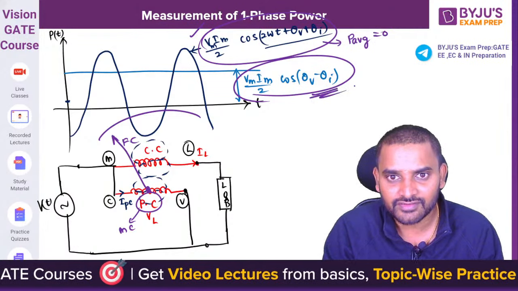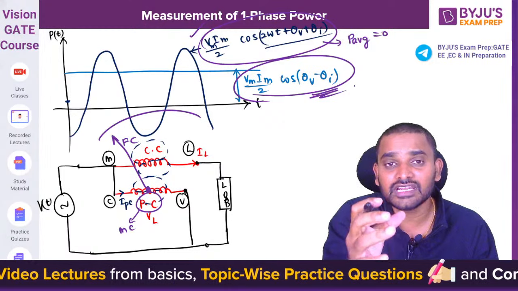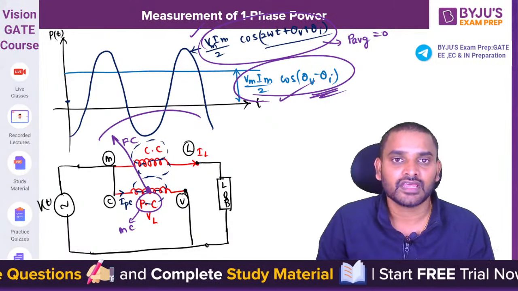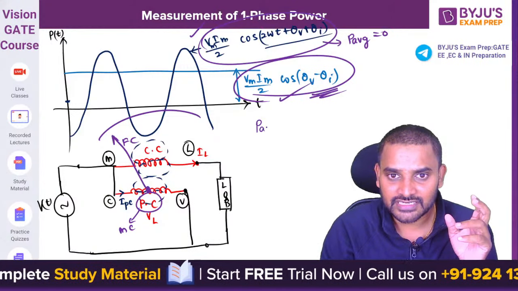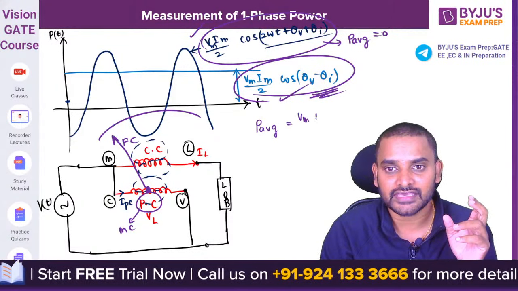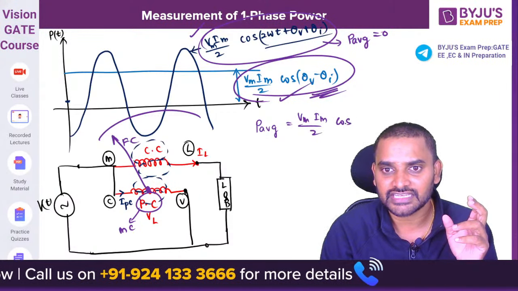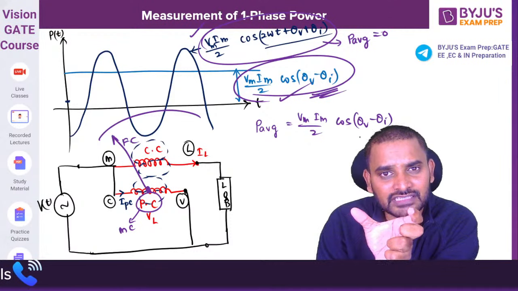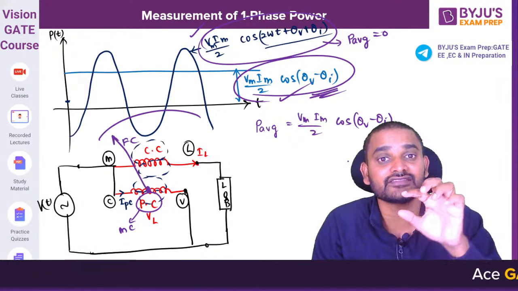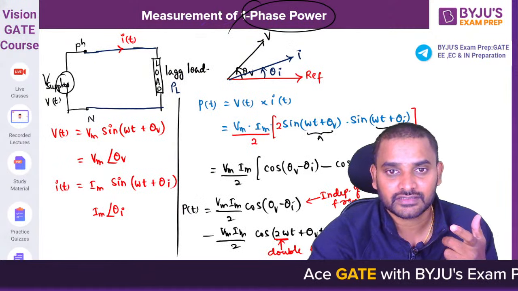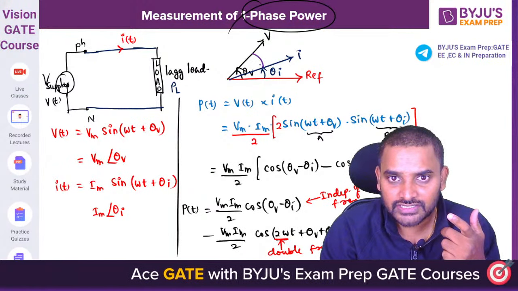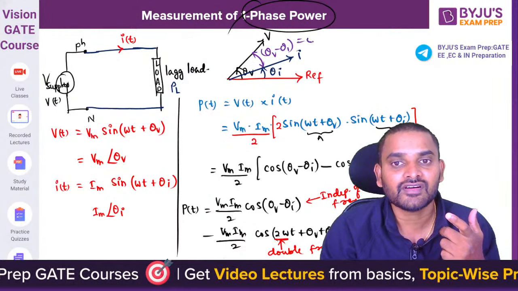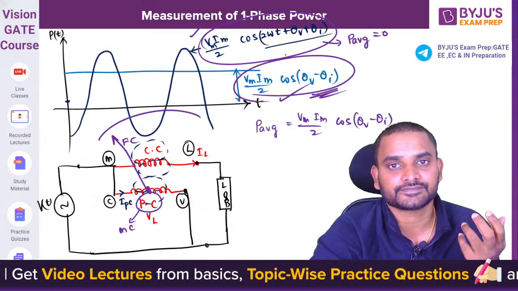Now the only power which we are going to see, or which we are going to measure, is this term. That is the reason why the average power is given simply as Vm Im by 2 into cos of theta V minus theta I. The angle between the voltage component and current component, theta V minus theta I, is taken as the power factor angle or load power factor angle.